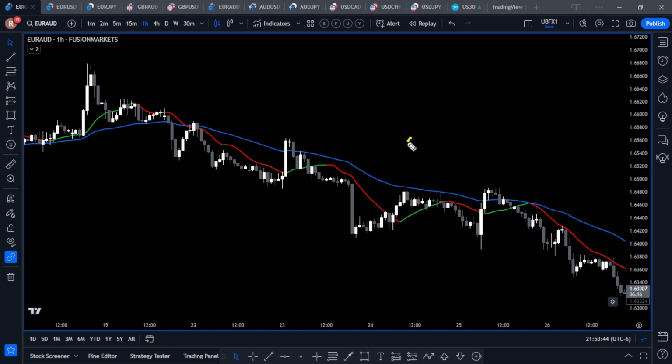But the thing here is we've got some separation. We've got these two moving averages quite separated. So the market is going to be considered overextended, which would mean that this is not going to be valid.